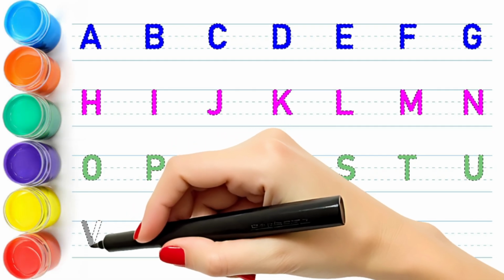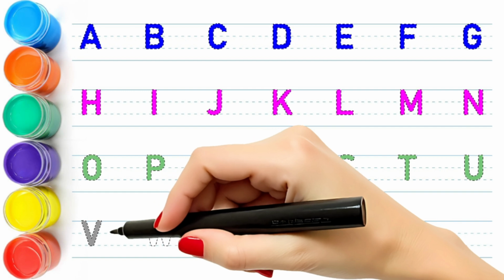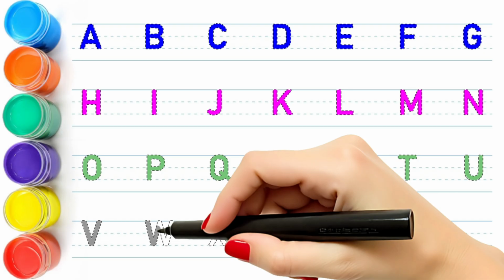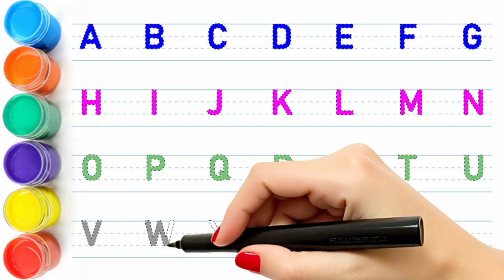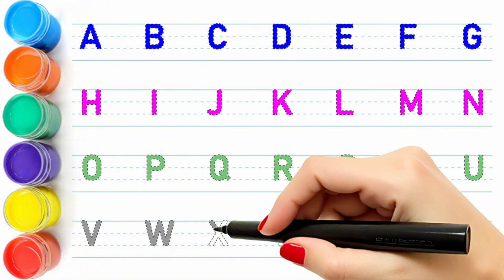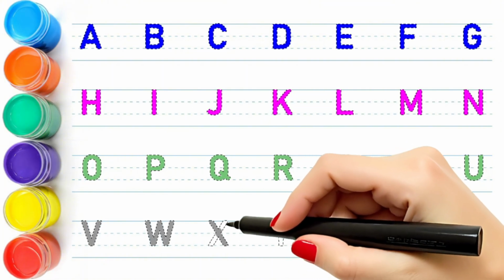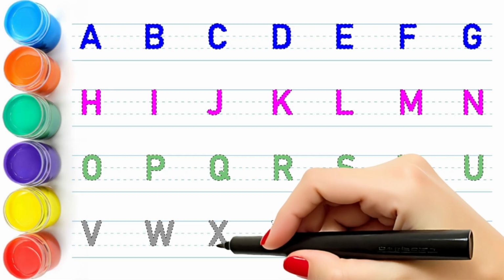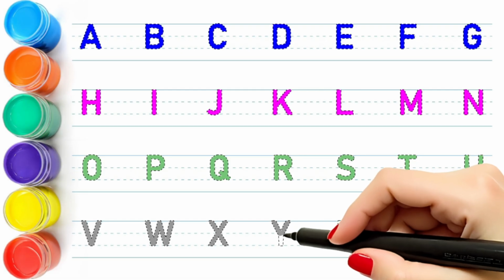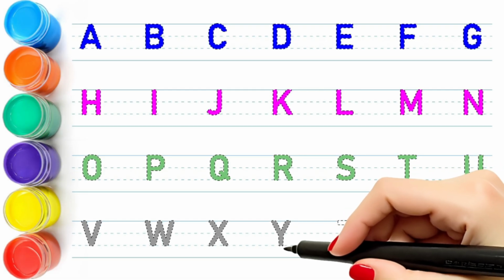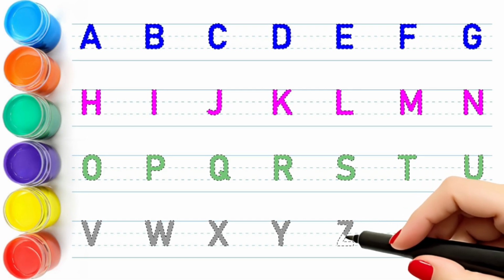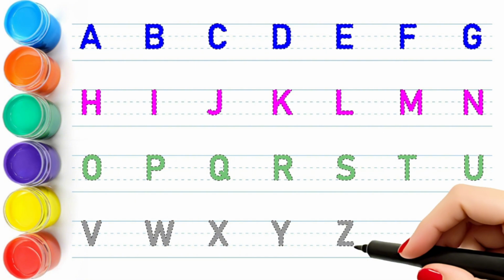V. 2 slant lines meeting at the bottom. W. 4 slant lines joined like double V. X. 2 slant lines crossing each other. Y. 2 slant lines at the top and 1 vertical line below. Z. 2 horizontal lines joined by 1 slant line.